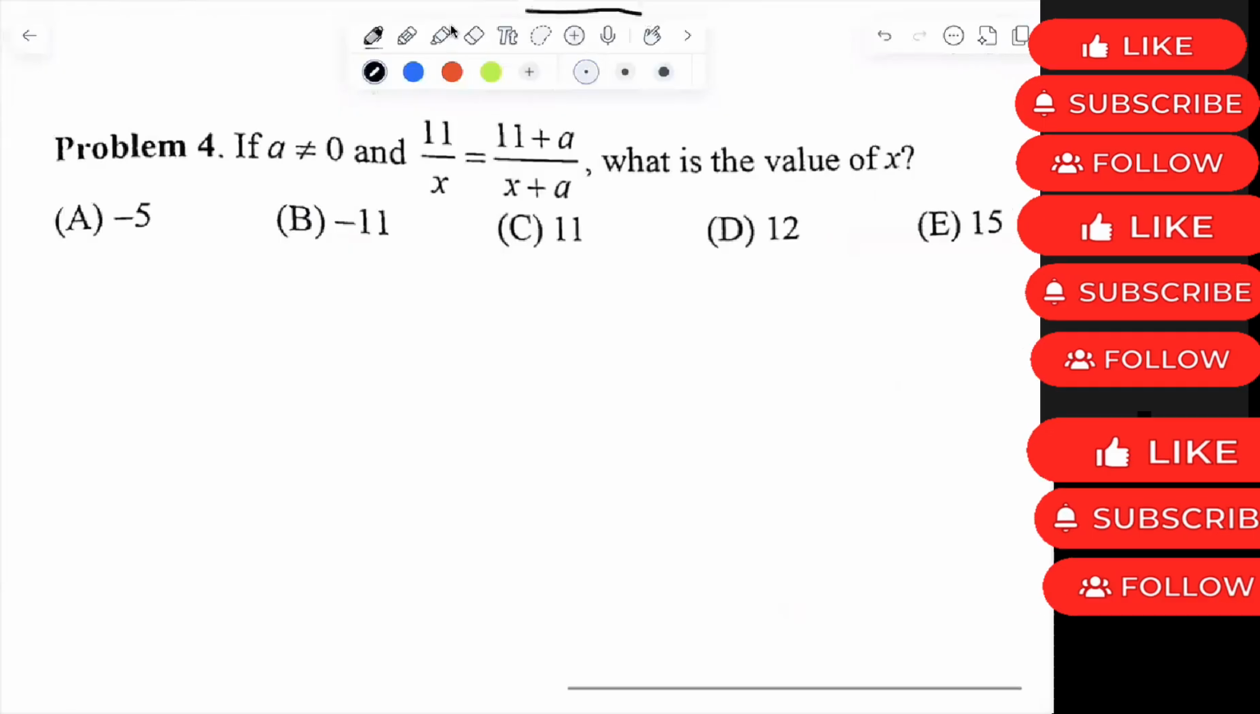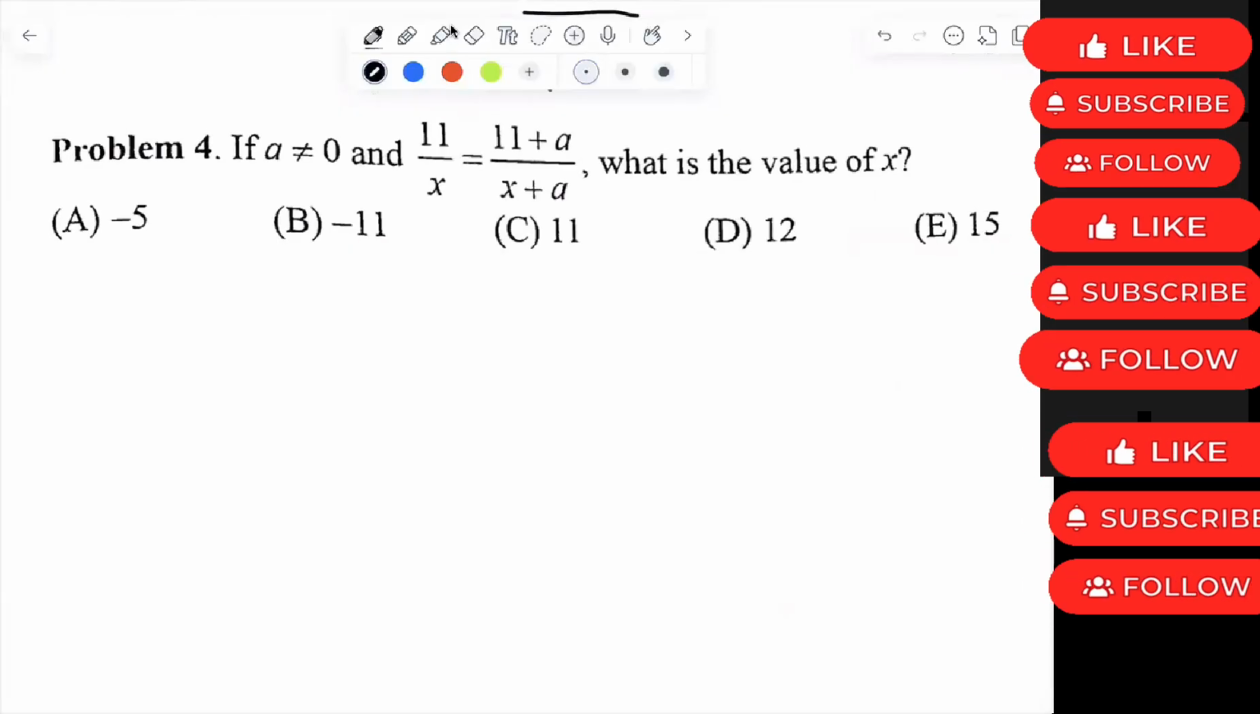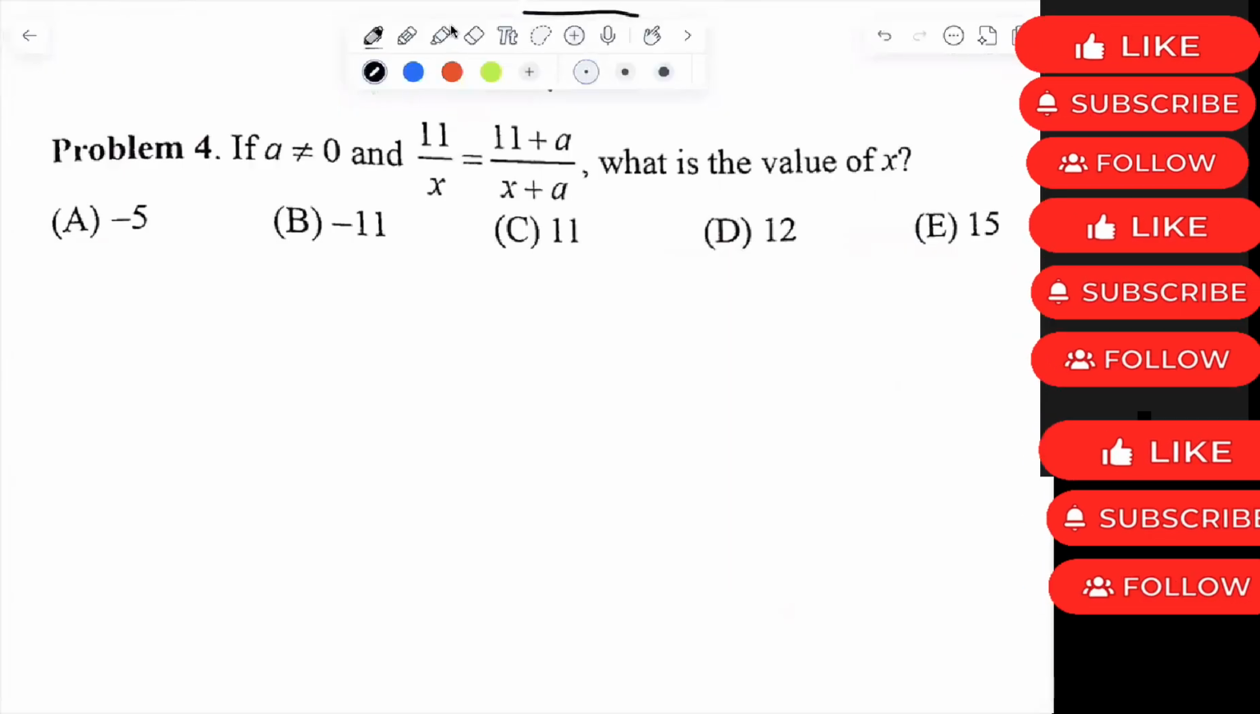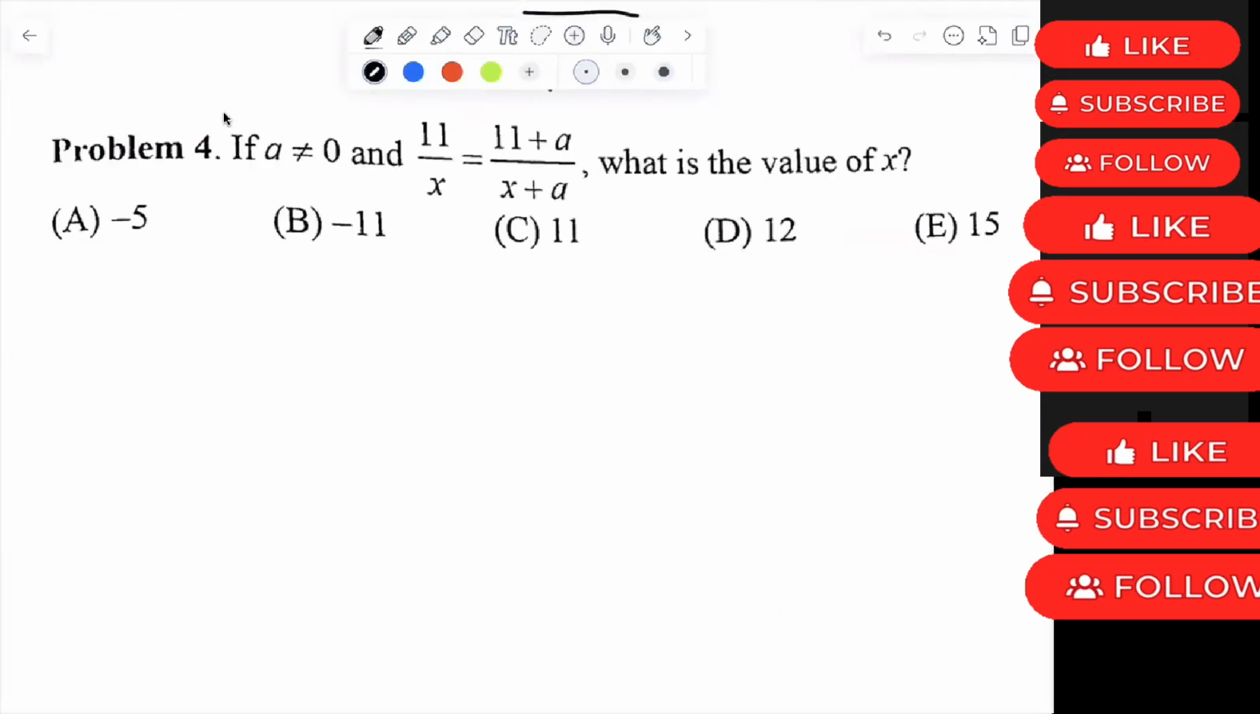If a is not equal to 0 and 11 divided by x is equal to 11 plus a divided by x plus a, what is the value of x? So let's get them trying this question and tell me the answer through chat. Private message, please.